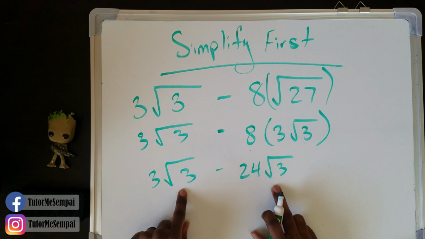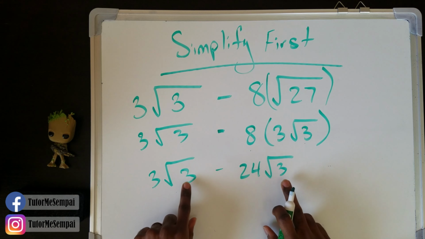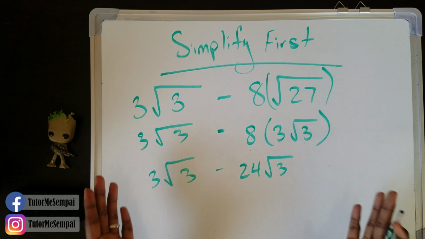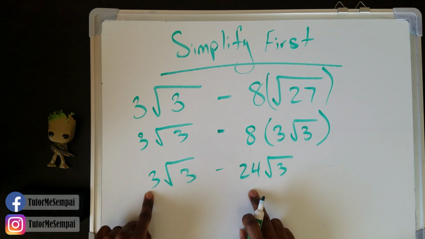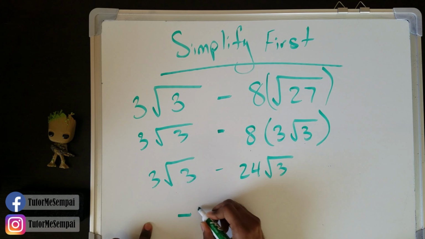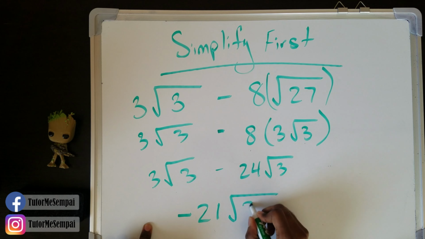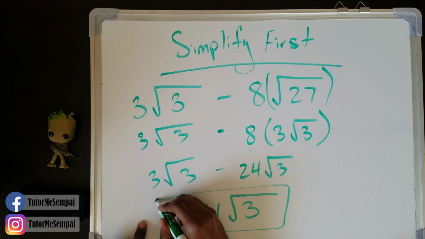And now we have not only the same index, but the same radicand. So now we can combine our coefficients. 3 minus 24 will give you a negative 21. And that's going to be square root of 3. This is your final answer.